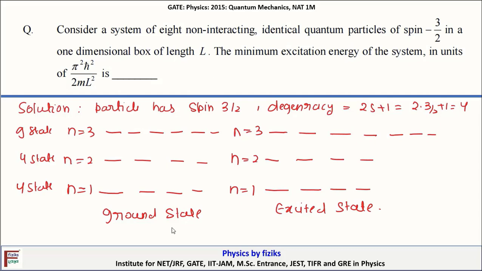Now let us distribute each particle. Since the particles are identical, each state can be occupied by only one particle. So, in the ground state of the system, the 8 particles would be distributed like this. In the excited state, the distribution of particles would be like this.